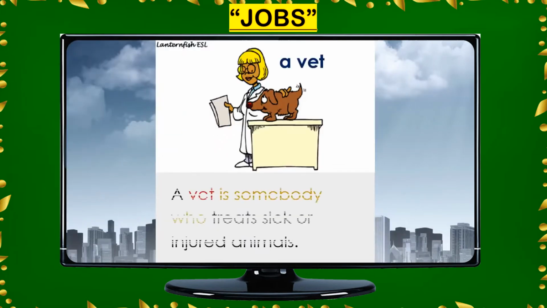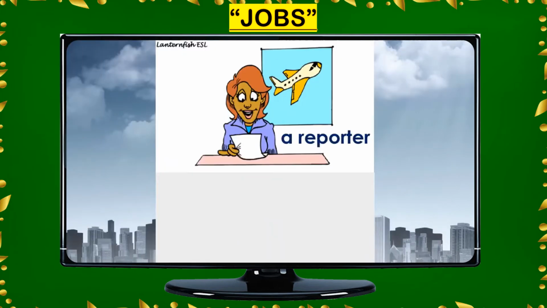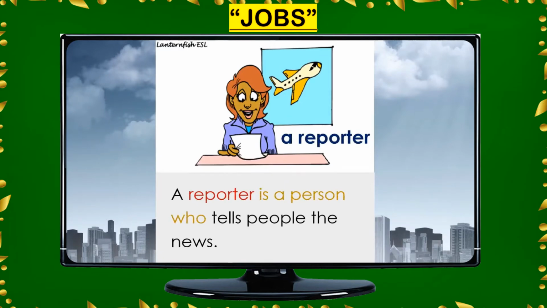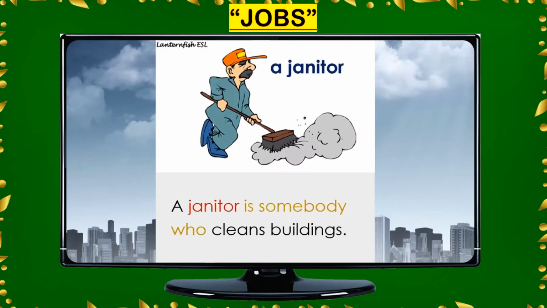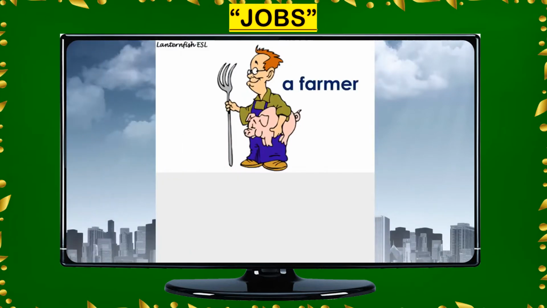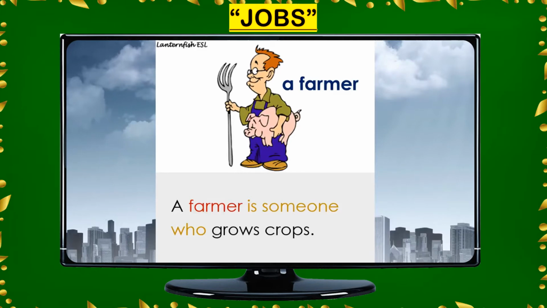A vet. A vet is somebody who treats sick or injured animals. A reporter. A reporter is a person who tells people the news. A janitor. A janitor is somebody who cleans buildings. A farmer. A farmer is someone who grows crops.